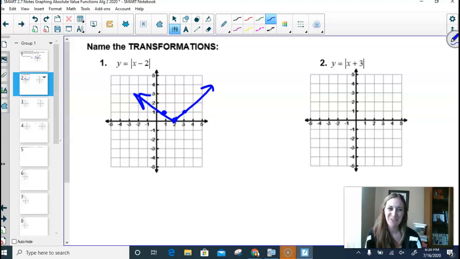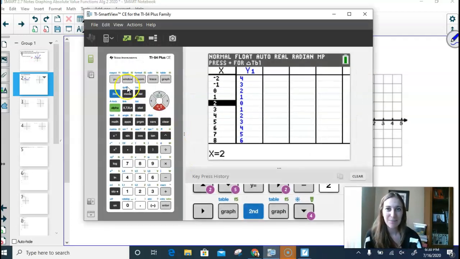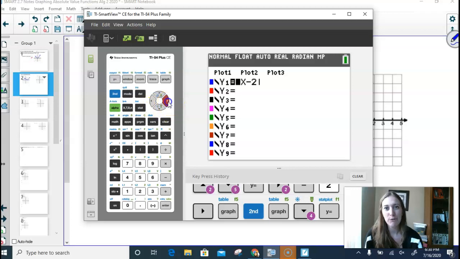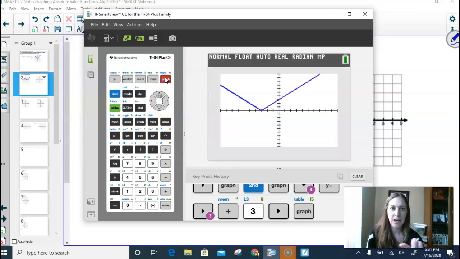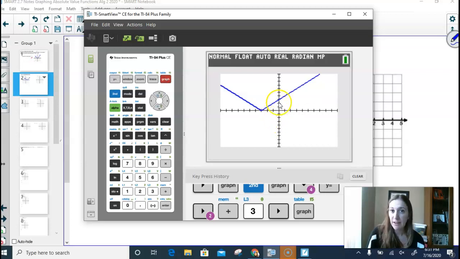All right. So the absolute value of x plus 3, again, in the absolute value bars. So I'm just going to overtype this to a plus and then a 3. I'm going to hop out of there. Makes me nervous when I have a weird empty space. All right, so that one seems to be shifted left 3.